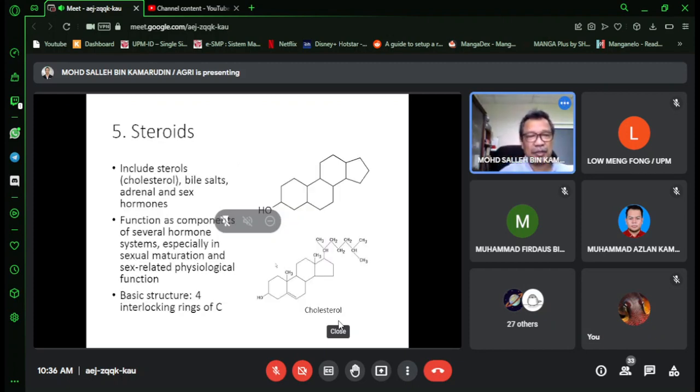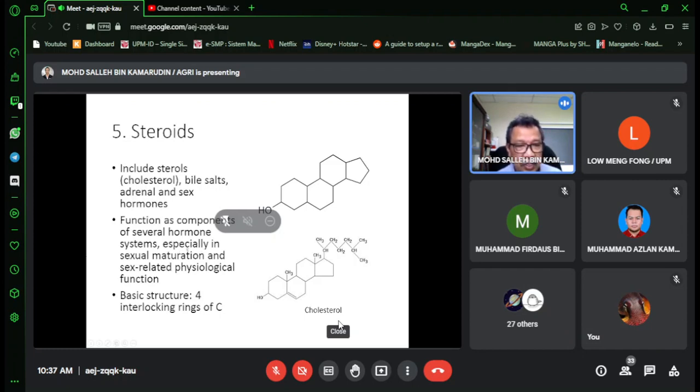Steroids. Steroids must contain sterol. This includes cholesterol, bile salt, adrenal hormones and also sex hormones. So these hormones are also a form of steroids.